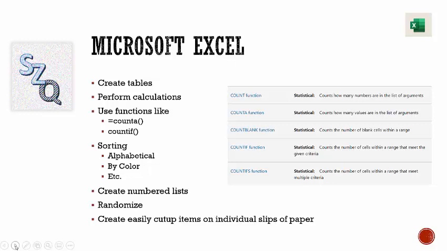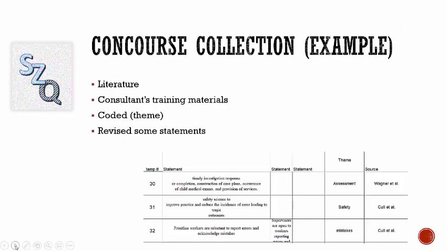We can easily create numbered lists where the software simply makes those lists for us. We can randomize numbering, we can randomize items, and if we're doing a face-to-face Q study, then we can easily create items to cut up into individual slips of paper for face-to-face sorting.